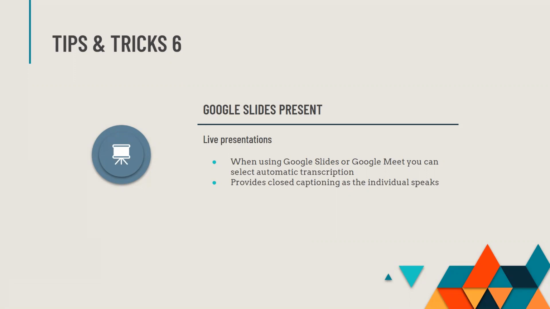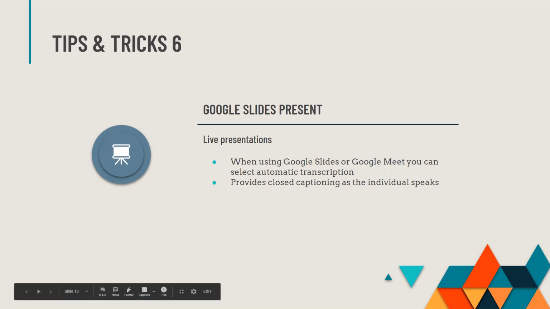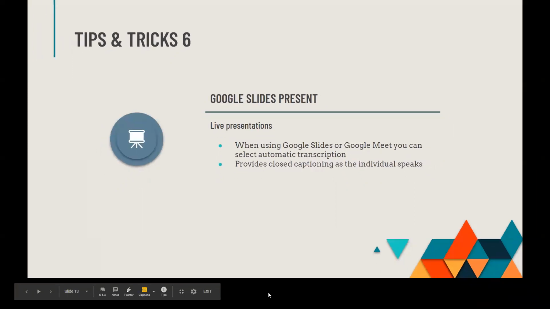Our sixth tip and trick is on Google Slides Present. And this is for when you're doing live presentations, just like right now. And I don't know how many of you have played with this, but in Google Slides and in Google Meet, you can select a feature called automatic transcription. What it will do is transcribe the words that you're saying, and I have found it to be accurate most of the time. I think it's fantastic for meetings.